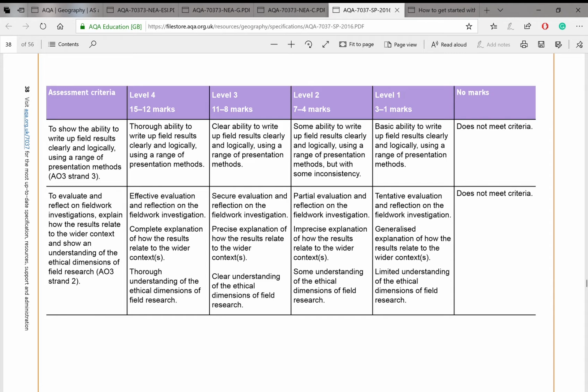but we'll also look at the ethical dimensions part, which, if you think about the NEA being preparation for later life and university, the ethical dimensions of research in general, whether that be in geography or in other fields, it's very important for researchers to consider. And as soon as you start undertaking the NEA, you do become a researcher yourself.